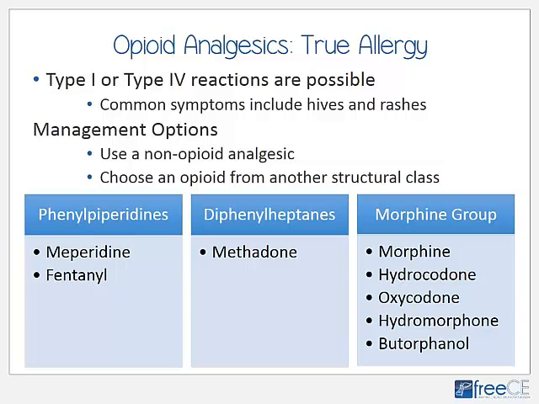Or if it's a true allergy, you want to choose an opioid from another structural class. You can see that there are 3 different classes, and most fall into the morphine group. So if their allergy is there, you may have more limited options. You could try a graded challenge with a drug in these cases, but monitor closely. Know that tramadol is okay for your milder reactions, but if they did have a severe reaction, you want to be more cautious.